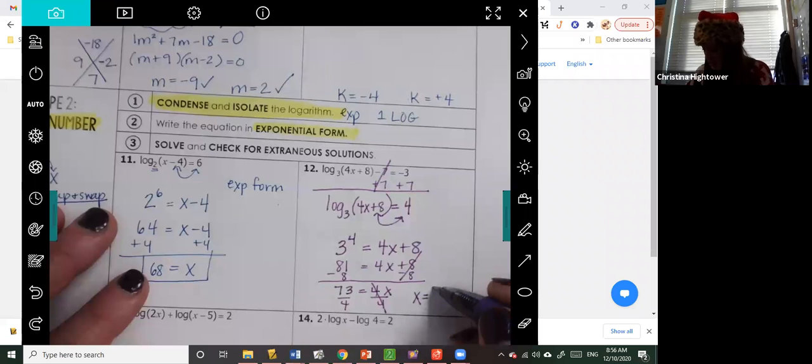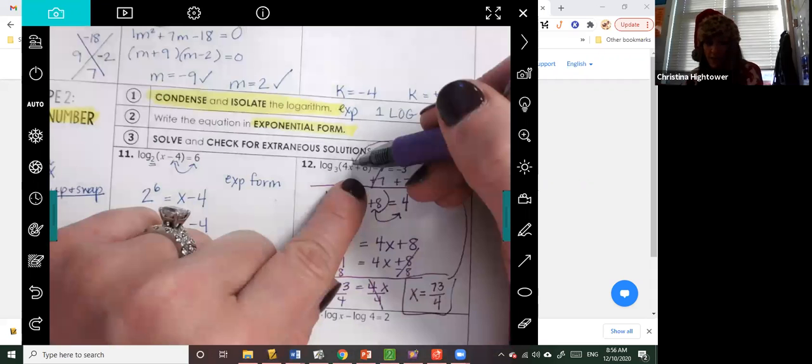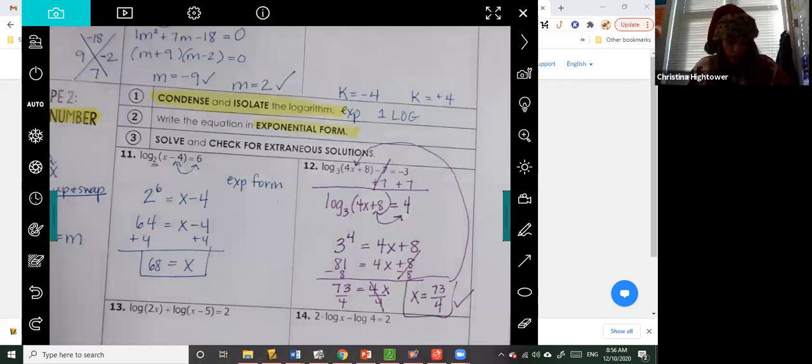I don't think that reduces. It's okay to have a fraction in there. So if you were to plug that back in, 4 times that fraction plus 8 is still a positive number. So it is good to go.